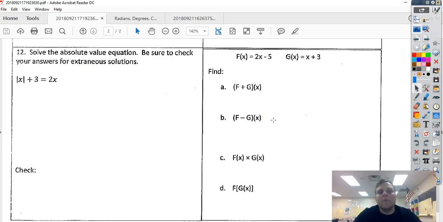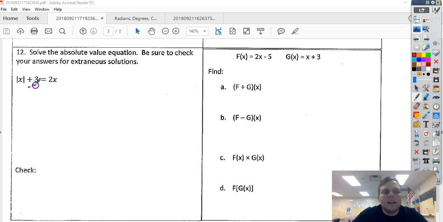Okay, hopefully you're unpausing number 12, and maybe number 12 did trip you up. It is a harder problem. Okay, it really is. Okay? So, solve for the absolute value equation. So, guys, look, here's your absolute value. You have to get this by itself first. Before you do anything else, you must get the absolute value by itself, okay?